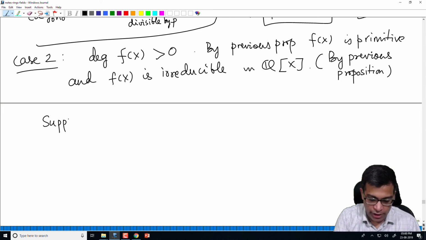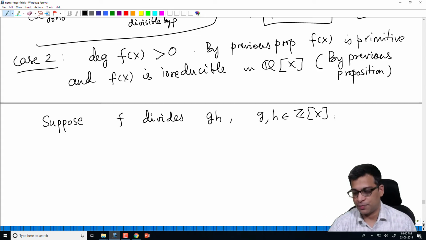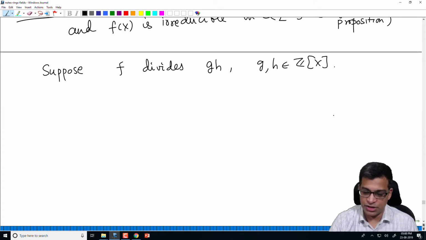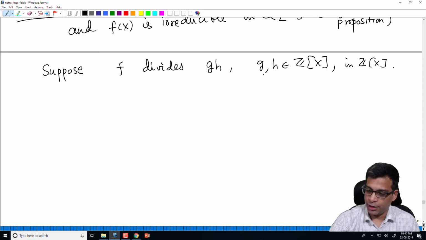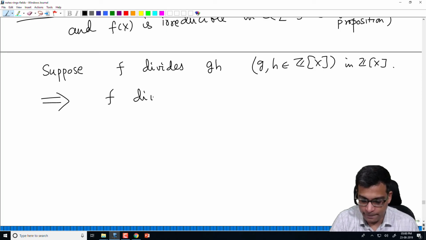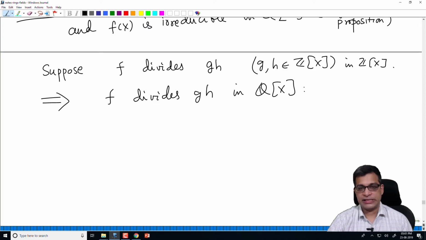Now suppose, as before in case 1, suppose f divides gh where g and h are in Zx. I am trying to prove f is prime. That means I am trying to prove that if f divides a product of two integer polynomials, then it divides one of them. Suppose f divides gh in Zx, of course, by which I mean g and h are in Zx. But this implies that f divides gh in Qx.